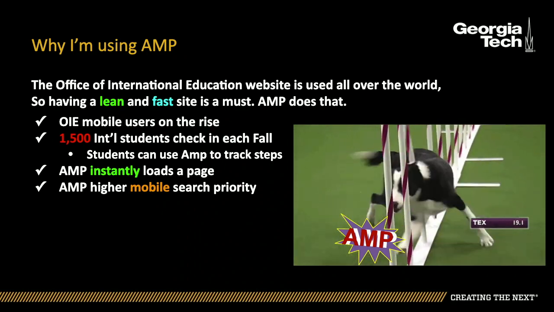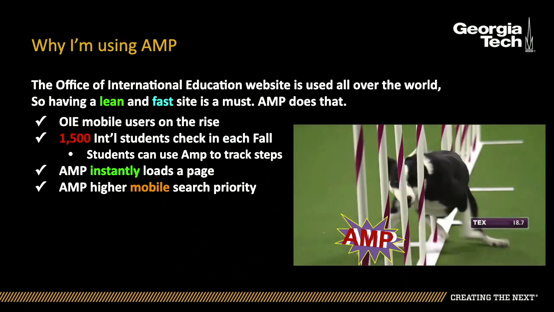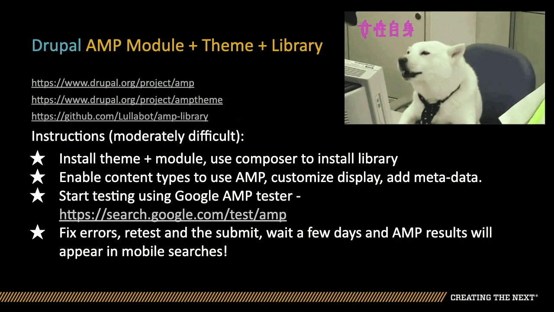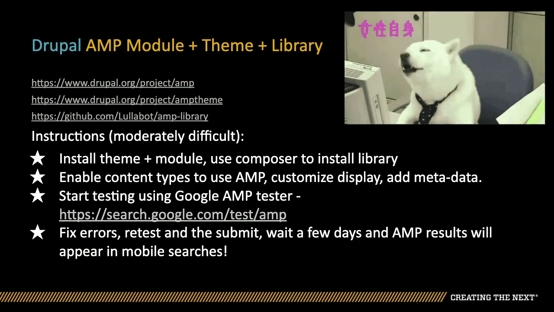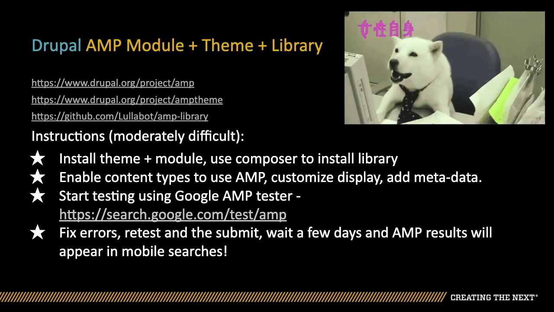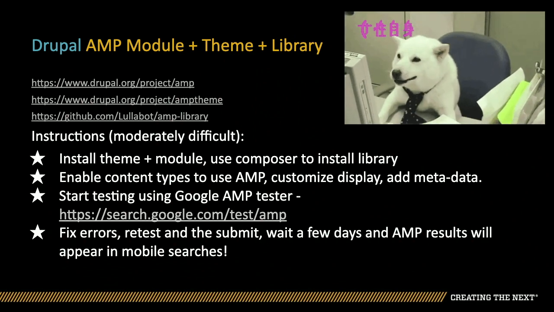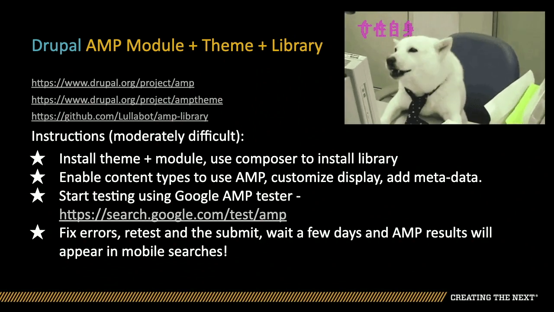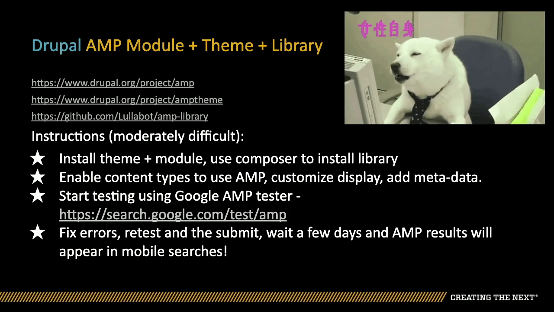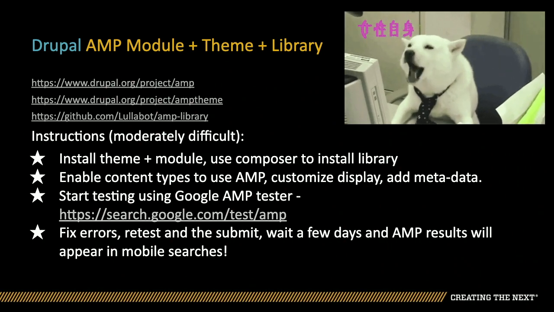And it has some other things Google has built in, so it does show up with a higher search priority. There's a module, a theme, and a library. The Lullabot people did a good job of building a lot of this out, but it is complicated to do, because you are installing a separate theme and a module, and it has a content type, so you have to turn on the different content types that you want. It'll add ?amp at the end of your URL, and you can test these pages. Google will then give you errors, and you have to retest and then submit and wait a few days, and then it will show up.